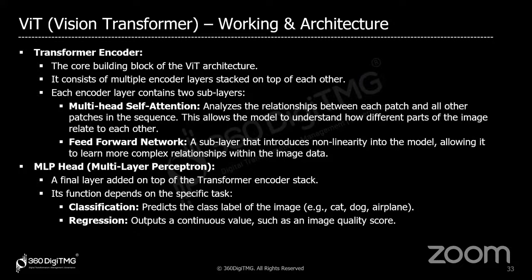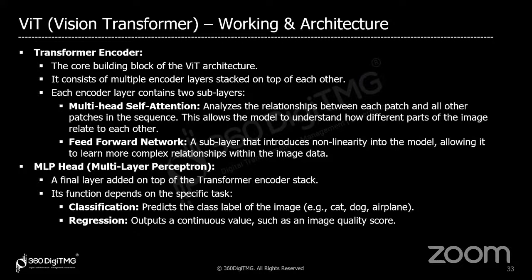The multi-head self-attention mechanism analyzes the relationship between each patch and all other patches in the sequence. It will understand the order: the first was this, second was this, third was this, likewise. This allows the model to understand how different parts of the image relate to each other. The purpose of multi-head attention is only to analyze the relationship between patches.